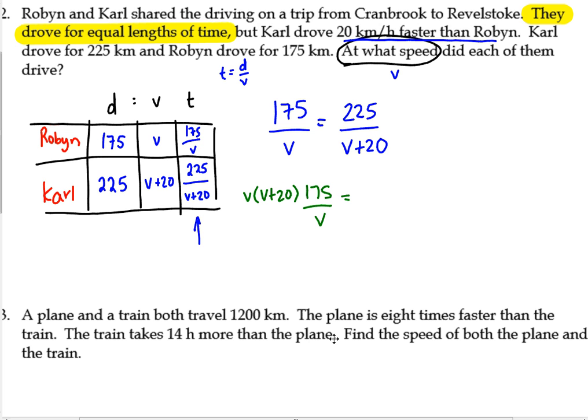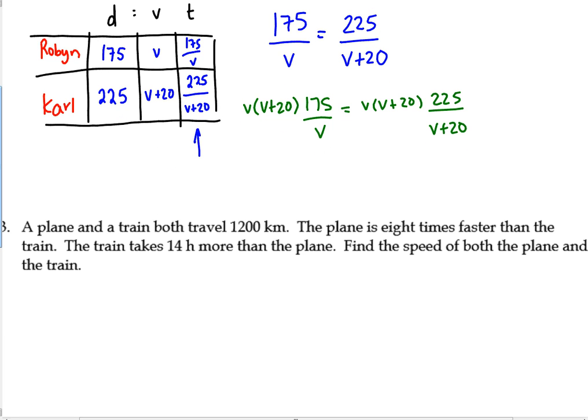Okay, now you could have also cross multiplied. It's the same thing, but you have to be careful of getting into that habit because it won't always work if you have addition or subtraction. So it's nice to just get rid of the fraction by multiplying everybody by the common denominator. So the v's cancel here, v plus 20's cancel here.